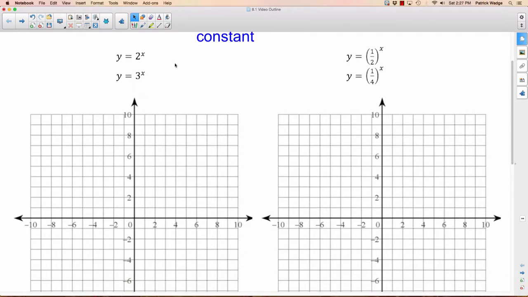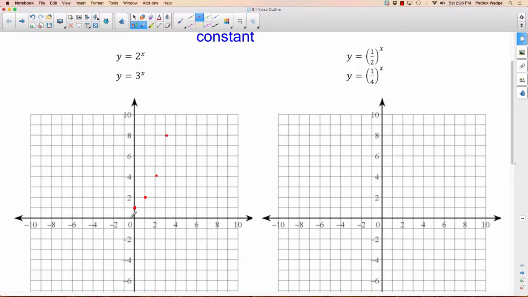So let's start with y equals 2 to the x. I'll do it in red. So let's just use a table of values, but I'm not going to write down the table of values. Just going to say them. So let's use 0. If we put 0 there, 2 to the 0 is 1. If I put 1 in there, 2 to the 1 is 2. How about if I put 2 there? 2 squared is 4. How about 3? 2 cubed is 8, and then it's going to be 16.